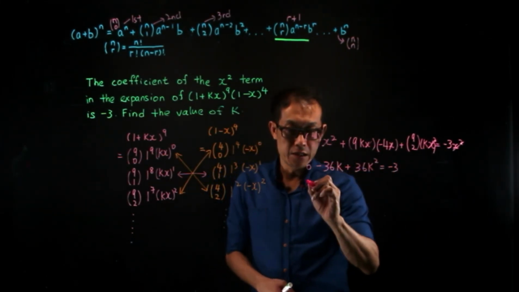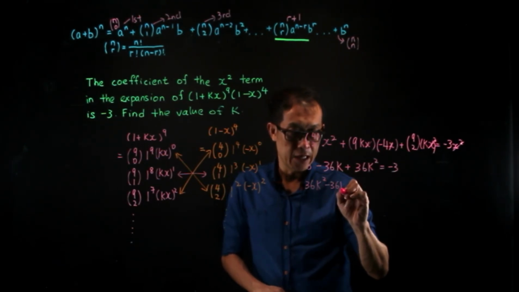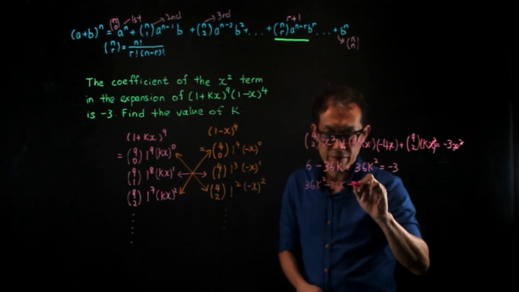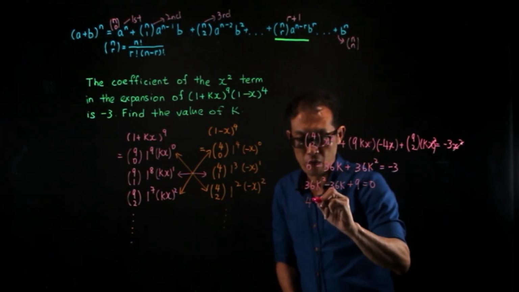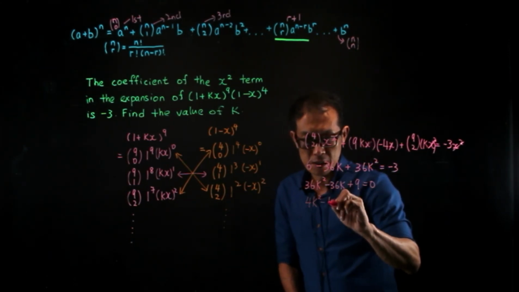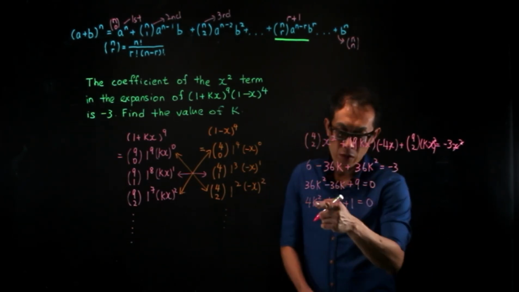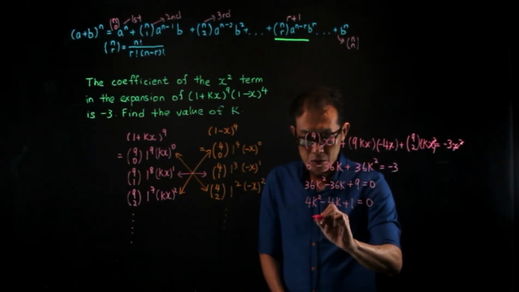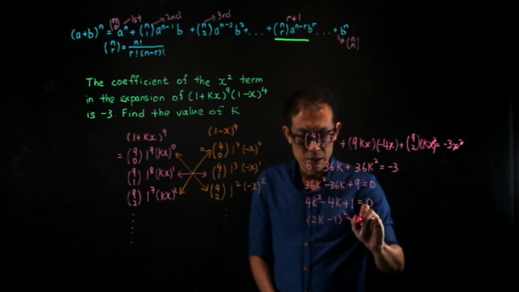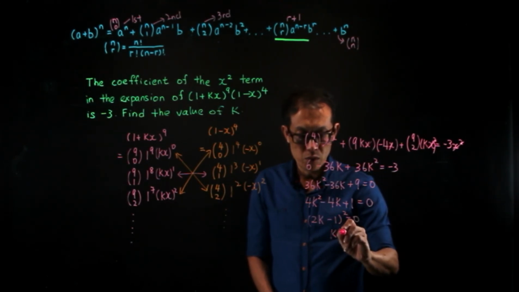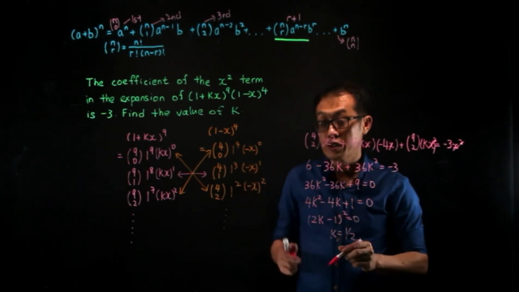Now we rearrange this, you have 36k squared minus 36k. Bring this over, you have plus 9 equals 0. Divide by 9 throughout, you got 4k squared minus 4k plus 1. Now let's try to solve this. You look at this, this is a perfect square. So you got 2k minus 1 squared equals 0, and k equals half. Okay, we have solved question number 3.